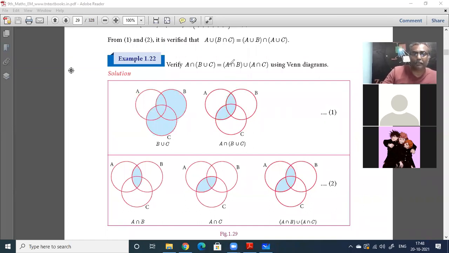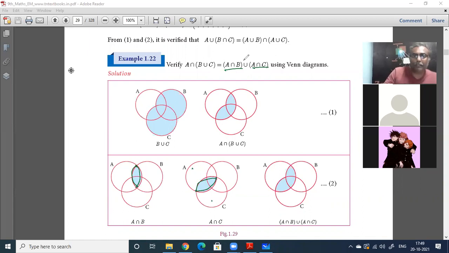Now you have to do right hand side. First thing you have to do is A intersection B. Okay, what is A intersection B? This one is A intersection B. Very good. Then A intersection C. What is A intersection C? A and C are here. So this one is A intersection C.